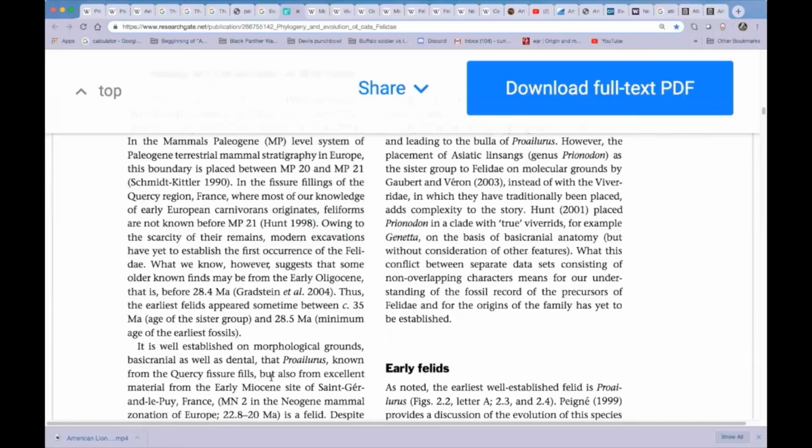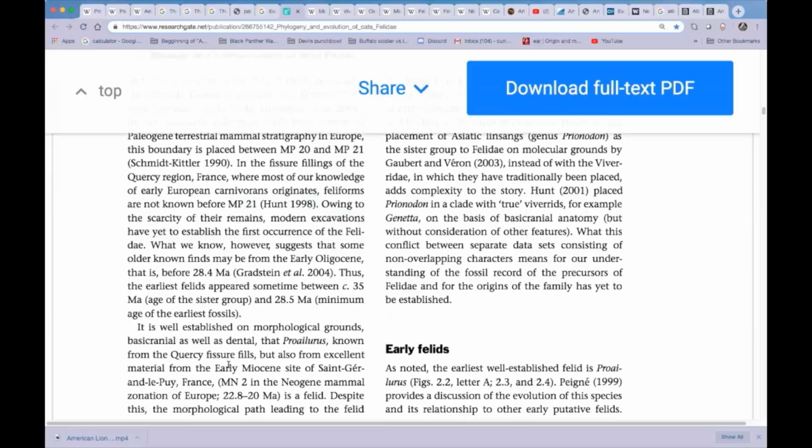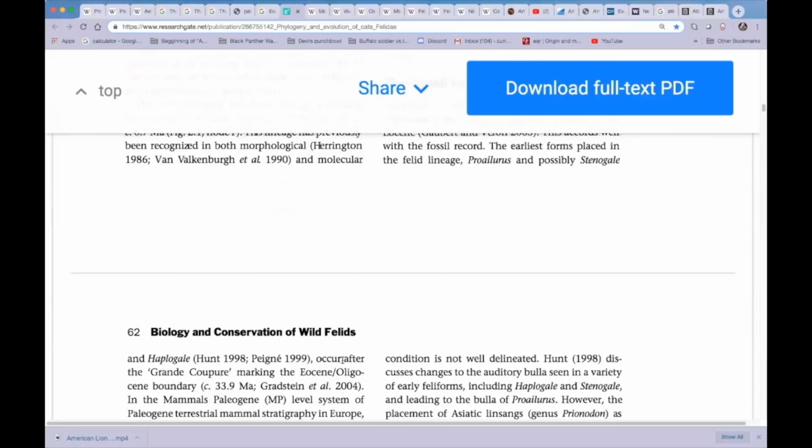It says it is well established on morphological grounds, basic cranial as well as dental, that Proilurus, known from the Quercy fissure fillings, but also from excellent material from the early Miocene site of Saint-Gérand-le-Puy, France, was a felid. So they're telling you they know that this so-called ancestor of the cats is a felid, a cat-like animal. Despite this, the morphological path leading to the felid condition is not well delineated.